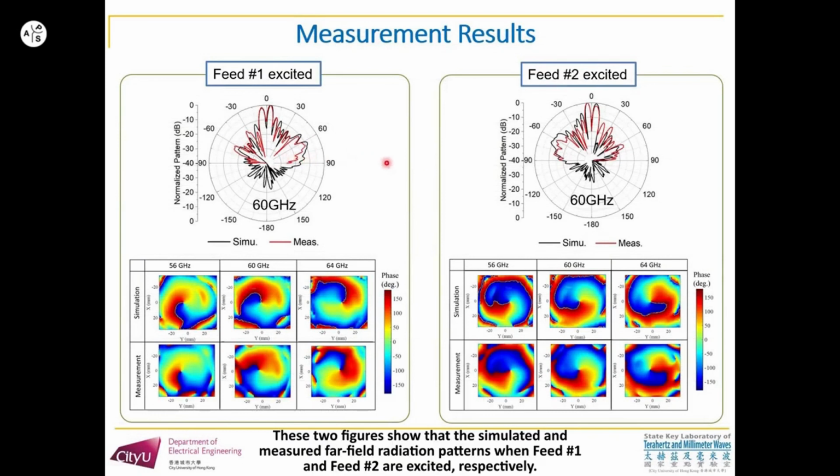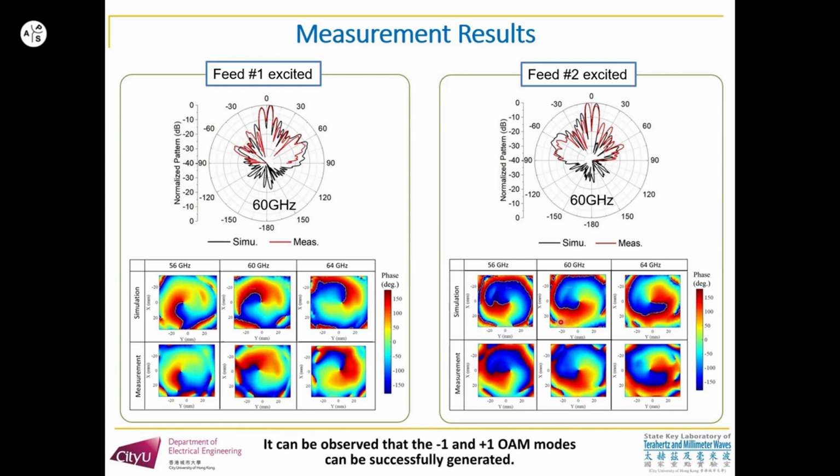These two figures show the schematic and measured far-field radiation patterns when feed 1 and feed 2 are excited respectively, and these two figures show the schematic and measured near-field phase distributions at different frequencies when feed 1 and feed 2 are excited respectively. It can be observed that the -1 and +1 OAM modes can be successfully generated. As a result, two independent wireless channels can be provided by this OAM multiplexing lens antenna.